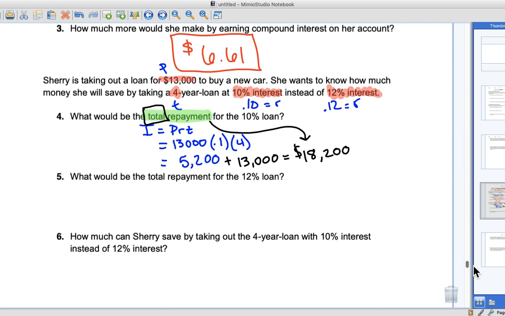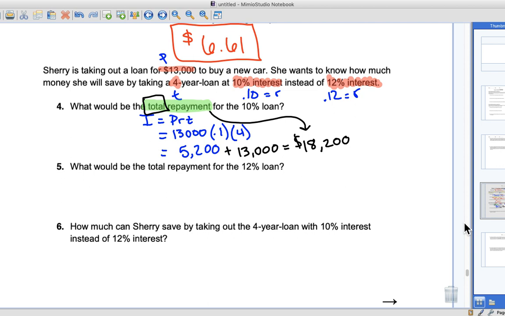All right, number 5, we're doing the same thing. Let's put it all together, okay? Let's just multiply and then add the 13,000 back in at the same time. We're using the exact same numbers, the exact same formula. The only difference is the rate. Instead of 0.10, we're doing 0.12. So we are doing principal, 13,000 times rate, 0.12, times time, 4. And then remember, to get total repayment, we're going to add back in the 13,000. So we can do that all at once in our calculator. Our calculator does PEMDAS, so it'll multiply and then add.